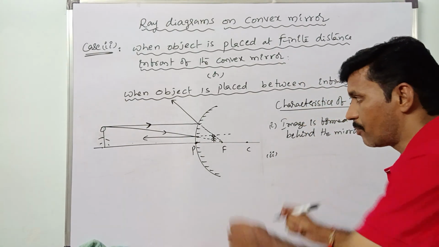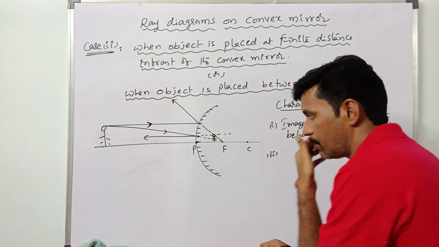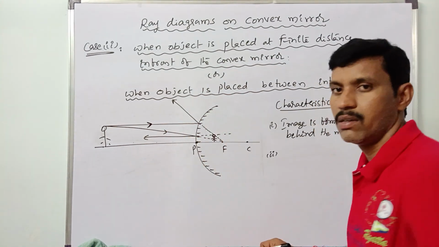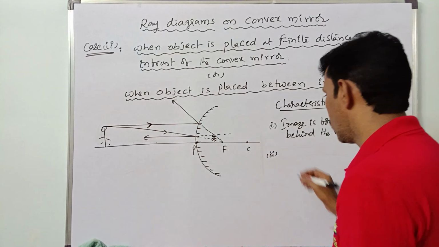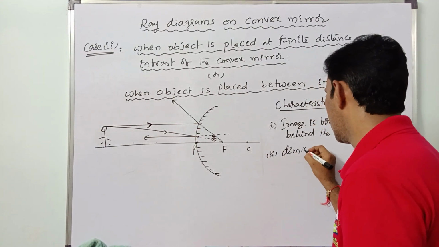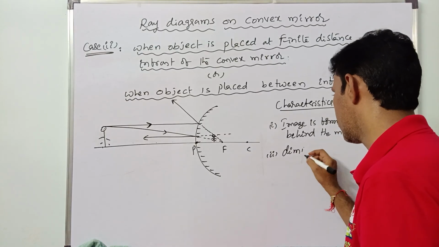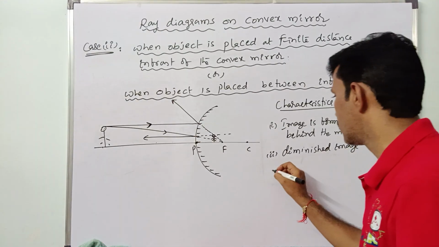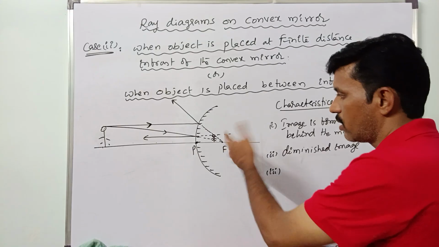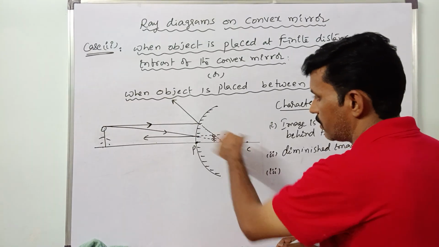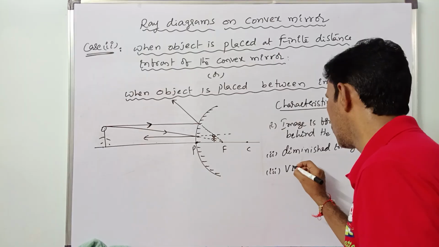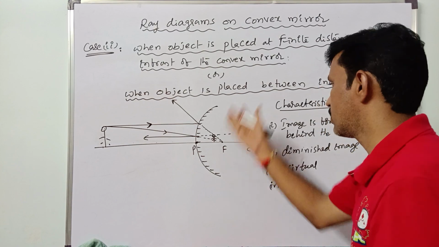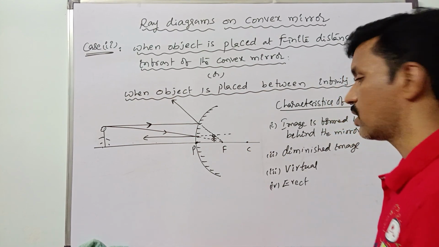Next, the size. If you observe the size of the object and the size of the image, the size of the image is less than the size of the object. That means the image is smaller than the object, so we call it a diminished image. Third, it cannot be caught on a screen. It is formed with extended lines, so definitely it is a virtual image. It is also an erect image, formed above the principal axis. That's why it is erect.